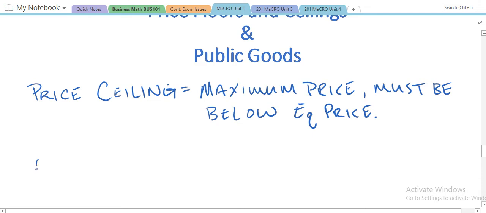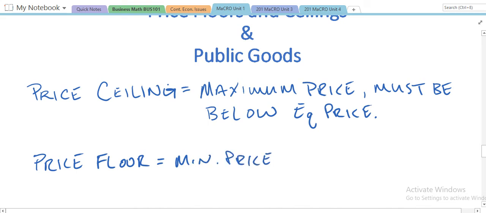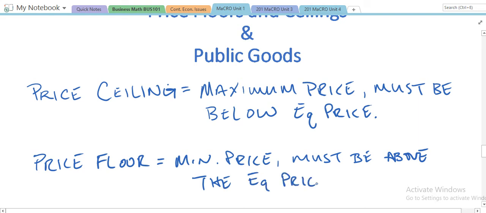A price floor is a legal minimum price. Sorry about that beeping. A price floor is a legal minimum price a seller can sell a good or service, and in order to be effective, it must be above the equilibrium price. Okay, and we're going to graph these so you can take a look at what each of them looks like. Okay, so think about that for a second.